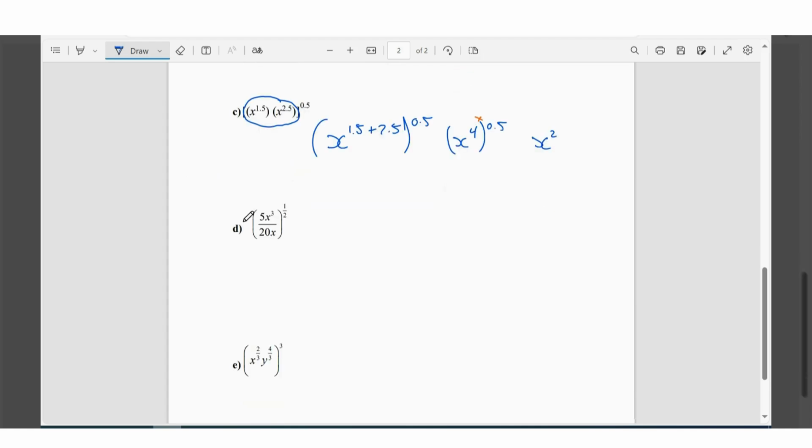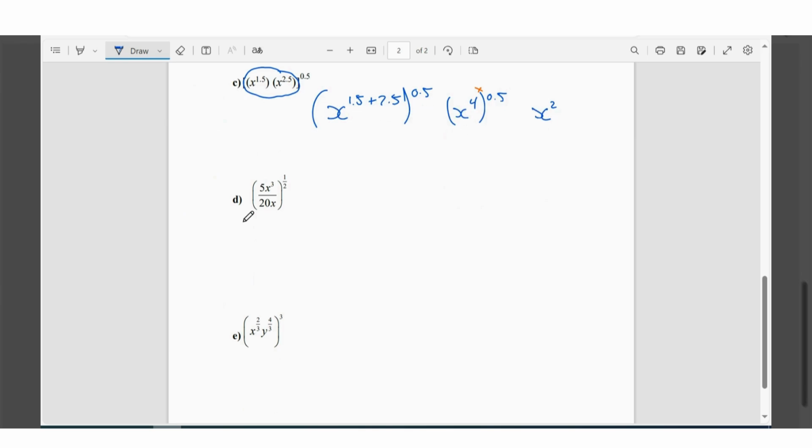Let's look at the next one. This one can be tricky. I think it's good to reduce inside the brackets first. We have 5 over 20, which we can reduce to 1 over 4. 5 goes into 5 once, and 5 goes into 20 4 times. And then we have an x to the 3 over an x to the 1. We can minus those exponents. We're left with x squared on top. And this is all to the half.